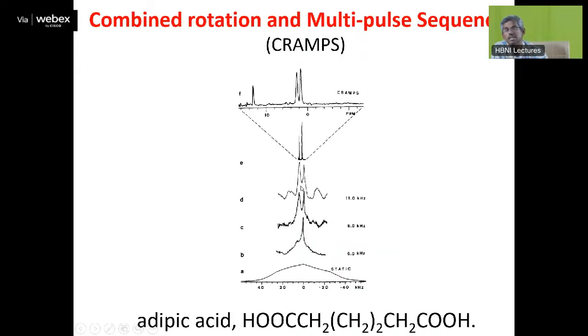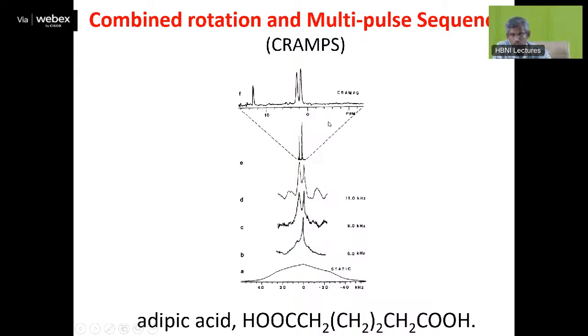I have not shown the pulse diagram, but this process uses a pulse program called combined rotation and multiple pulse sequence. You apply multiple pulses in one rotational period, and as a result you get rid of the dipole-dipole interaction. Once you get rid of the dipole-dipole interaction, you can see well-defined peaks. For example, in the case of adipic acid, we have different types of protons, and by doing CRAMPS, you can see the different types of protons.